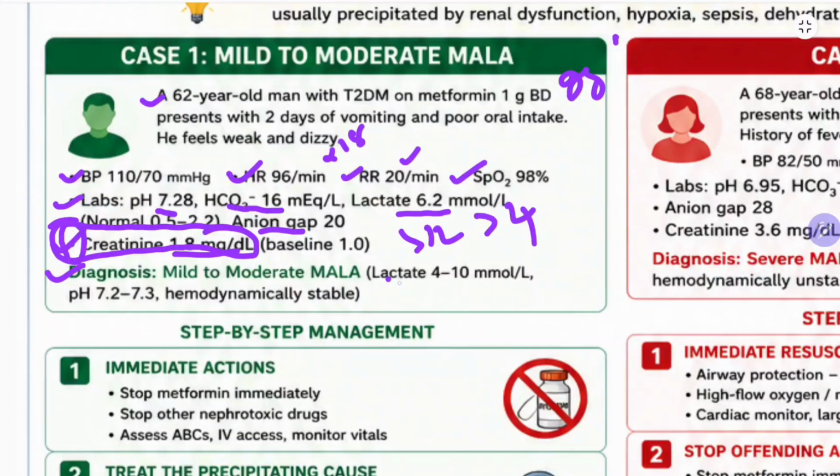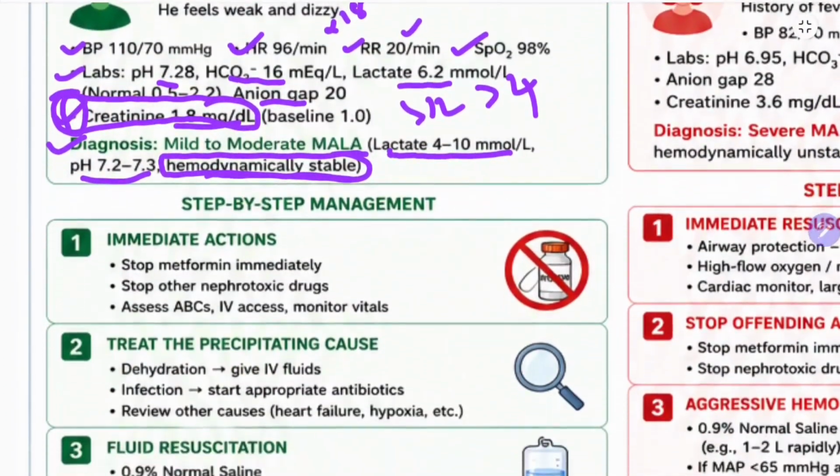Lactate, mild to moderate, meaning the lactate levels are 4 to 10 millimoles and pH is less than 7.3, but the patient is hemodynamically stable. He is having vomiting and poor intake. These are the initial prodrome of these patients. That means pH and lactate levels are important, and anion gap and bicarbonate, all these things.